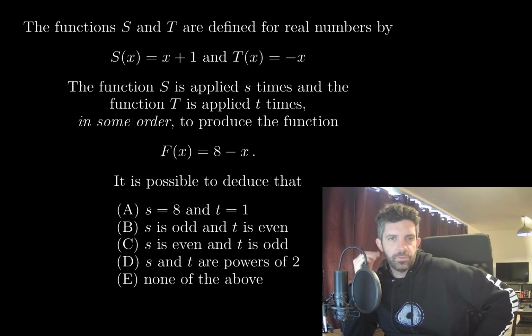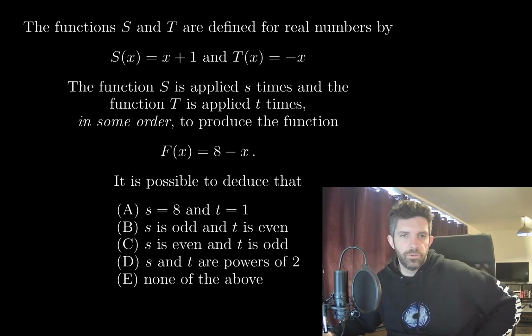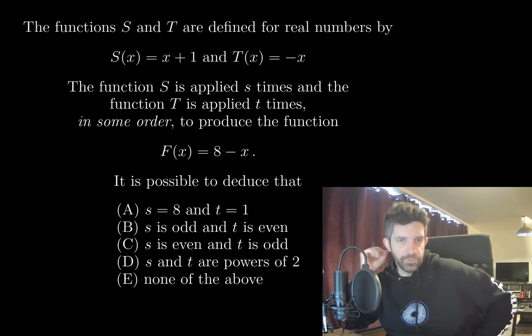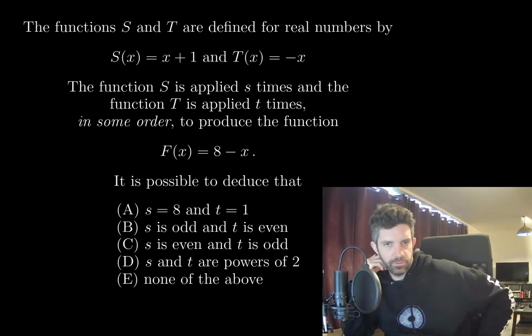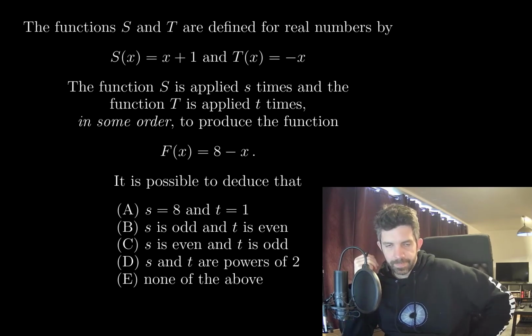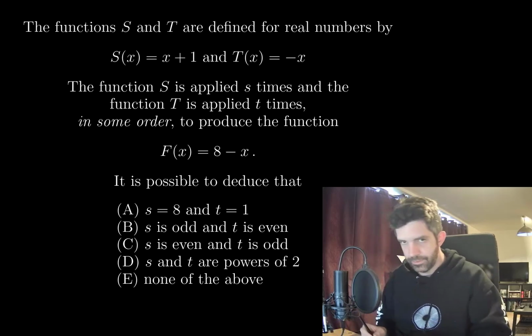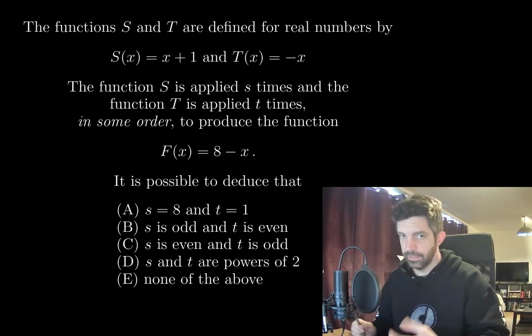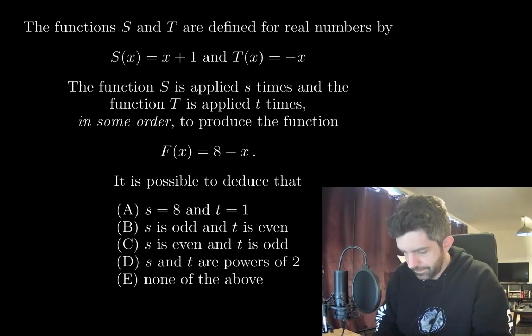And then it gives us some statements. It is possible to deduce that one of these statements is true. So some of these we should be able to eliminate right away. Option A, let's write out what option A would result in, and we'll see that it's not the function f.